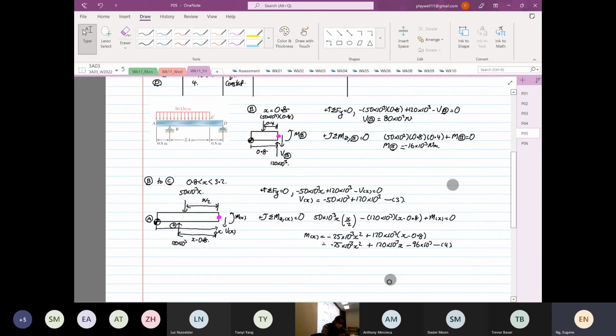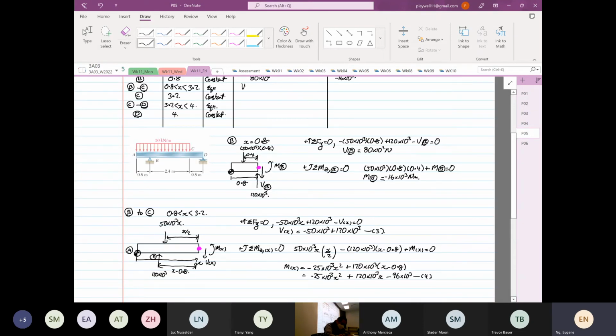So you have minus V as a function of x is equal to what? Minus 50 times 10 to the power 3. Oh, I missed the x down here. Minus 50 times 10 to the power 3 x. Then we have plus 120 times 10 to the power 3. And then our moment M of x is minus 25 times 10 to the power 3 x squared plus 120 times 10 to the power 3 x minus 96 times 10 to the power 3.